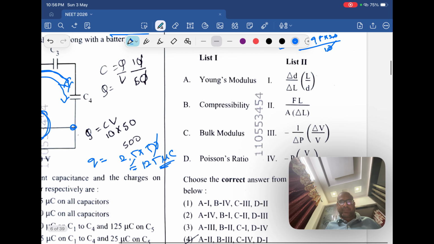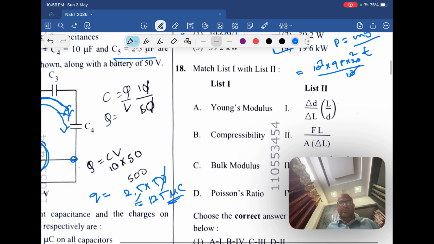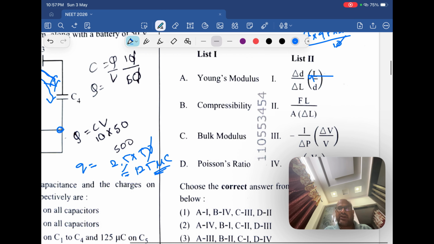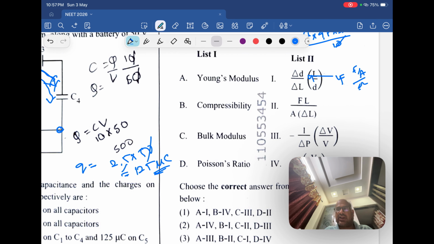Next you can see, students, match column 1 with column 2. Young's modulus, direct formula, stress by strain. Young's formula is what? Y is equal to stress by strain, delta L by L. So FL by delta L. So this is option 2.